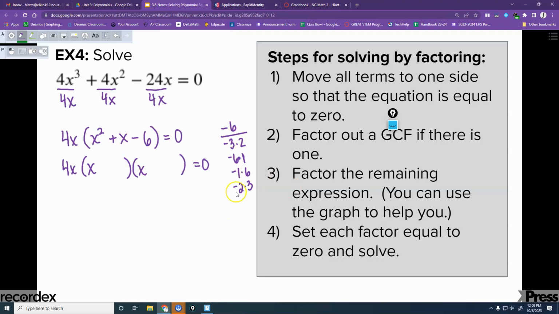The negative 1? No. The negative 2 times positive 3. Negative 2 plus 3 would give us positive 1. So we can do a minus 2 and a positive 3. Okay? So once we have factored, what do we do then?